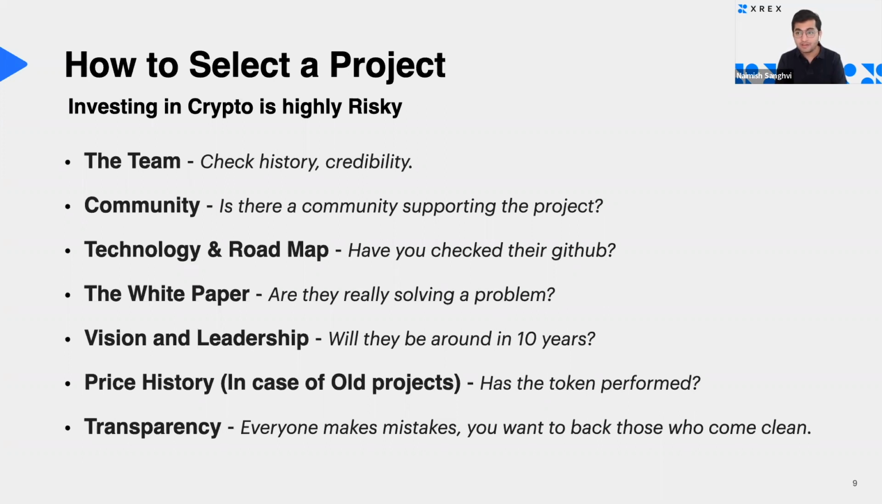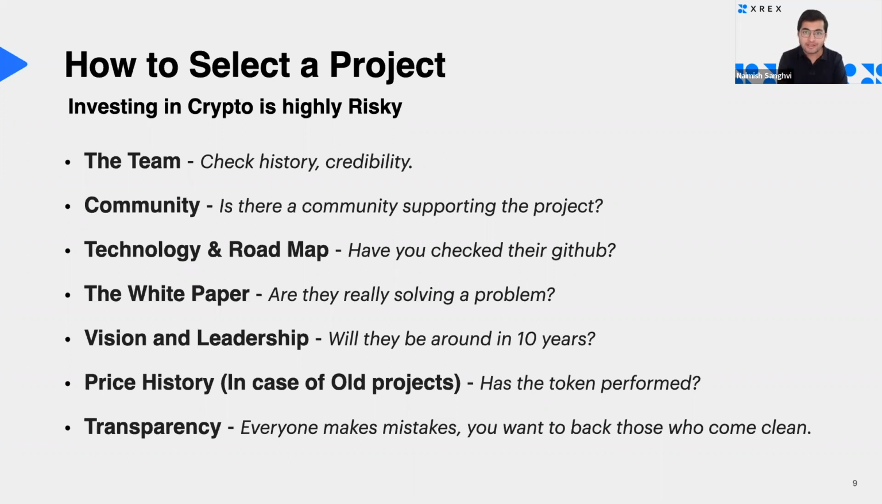Then the third and funny thing is that you don't need a technological background to understand the technology and roadmap of the project, but it helps. If you are a techie, you should always go and check the GitHub of the project, see how many edits, how many changes they've made on the project in the past some time, to understand if they're regularly updating their project or not. Are they regularly checking for bugs or not, right? And it's a good sign if they're regularly updating it.